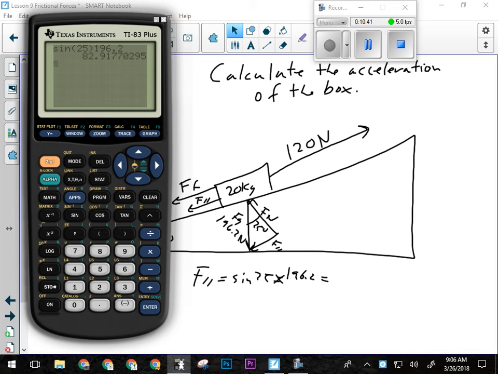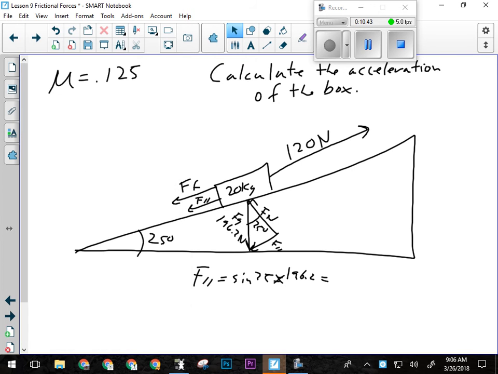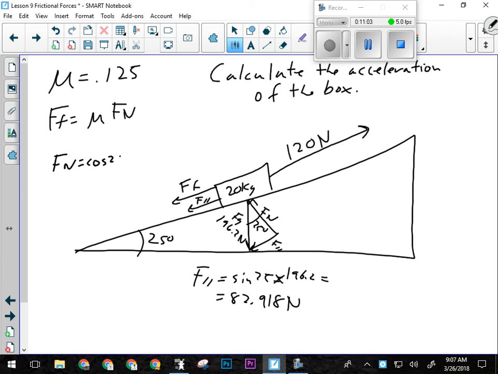Okay, so F parallel is going to be 82.918 Newtons, and then I've got to calculate the force of friction. If I want the force of friction, I need mu and I need the normal force. So I've got to calculate normal force using cos. It's the adjacent side, so Fn will be the cos of 25 times 196.2.